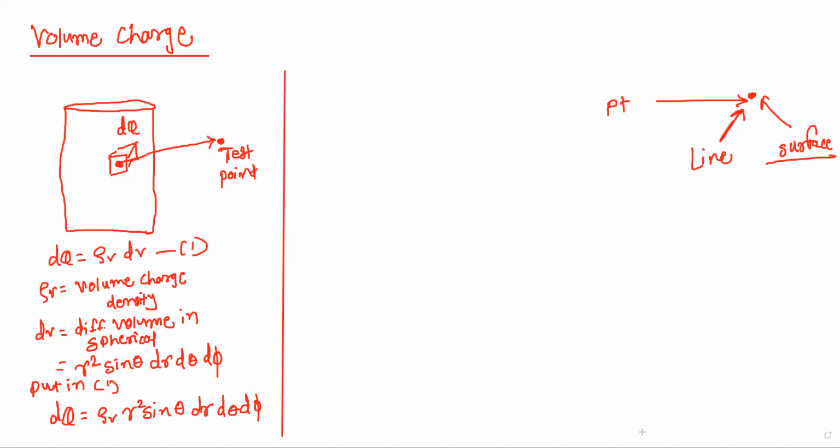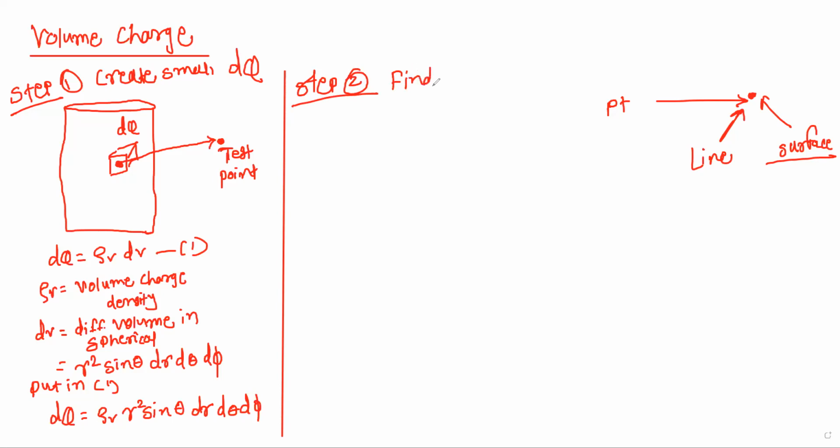Yes. Now step 2. I guess you know the thing which I did just now is step 1. Step 1 is create a small charge or small dq, which I have created. Step 2 is find the differential electric field due to that small differential charge. So find dE bar, that is the differential electric field due to dq.